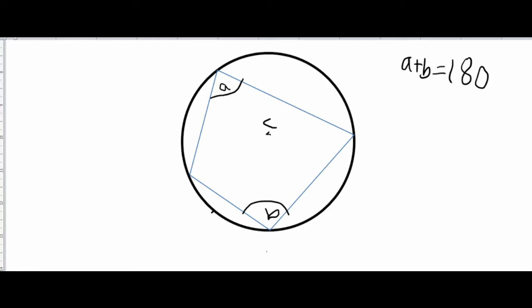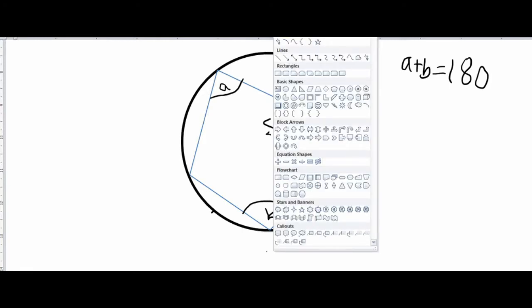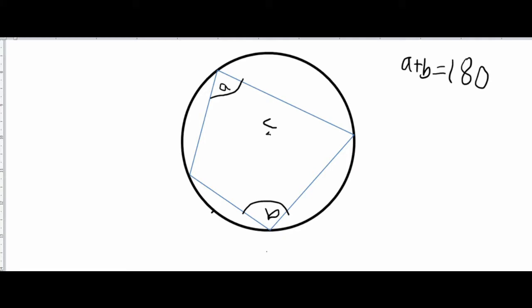So how can we prove this? Well, it actually involves using the first theorem that I talked about. What we're going to do is join each of the remaining two vertices to the center of the circle, so here and here. The first theorem tells us that the angle at the center is twice the angle at the circumference. So we can say that this angle here is 2A, and this angle here is 2B.